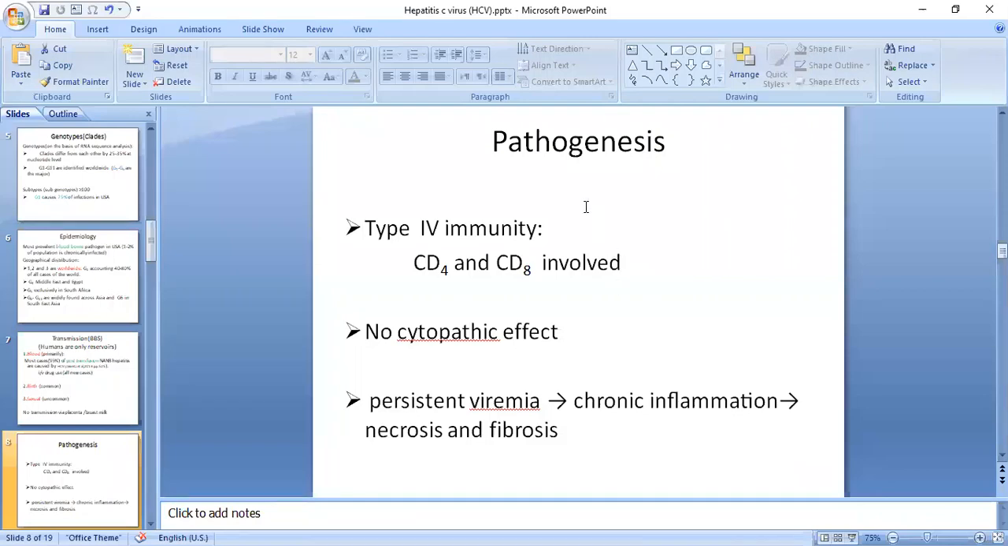So remember that hepatitis C is the virus with C for chronic hepatitis, C for cirrhosis, C for carcinoma. This is the virus which causes chronic infection, then cirrhosis, and then hepatic carcinoma. So the letter C determines the three conditions.